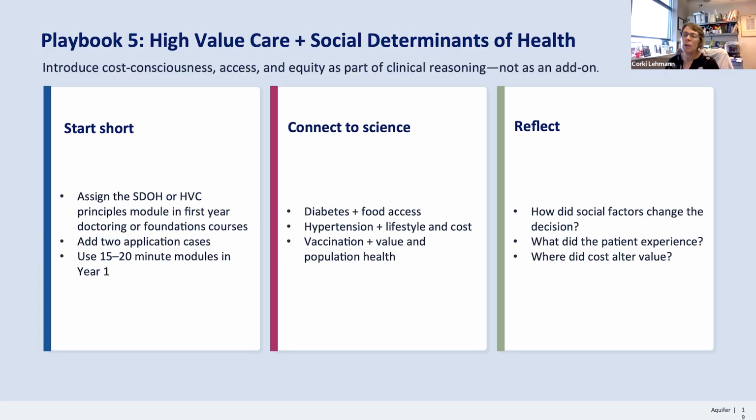All right, now here's another playbook that can be used anywhere. And I think this is great because it can introduce cost consciousness, access to healthcare and equity as a part of clinical reasoning. It's not just, oh, we thought about that after all the care happened. So Playbook 5 is high value care and social determinants of health. We use these modules in our clerkship to go over some of these content areas, and they're really great.